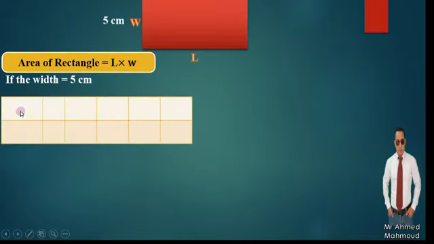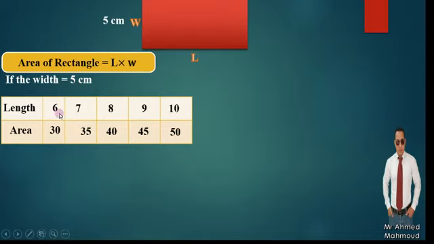Up, I'm going to write the length. Down, I'm going to write the area. For example, if the length equals 6, then the area equals 5 times 6 equals 30. If the length equals 7, then the area is 5 times 7 equals 35. If the length equals 8, 5 times 8 equals 40. If the length equals 9, the area equals 45. If the length equals 10, the area equals 50.